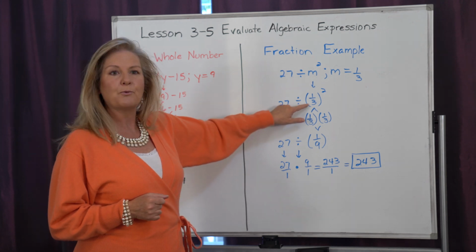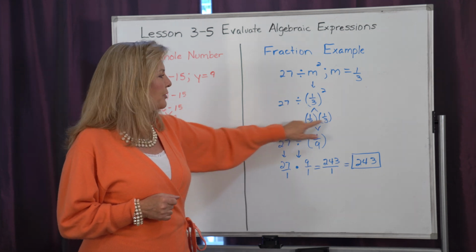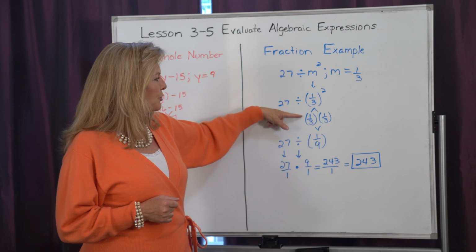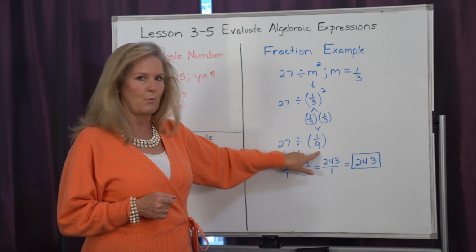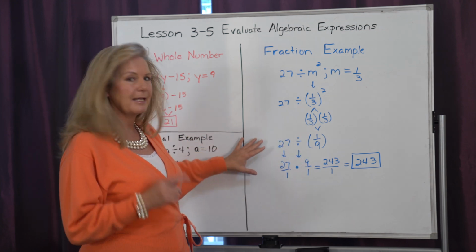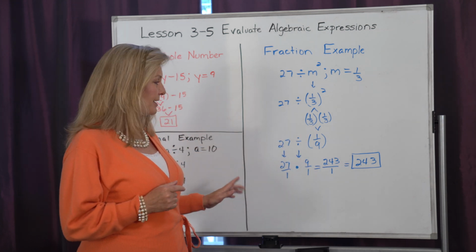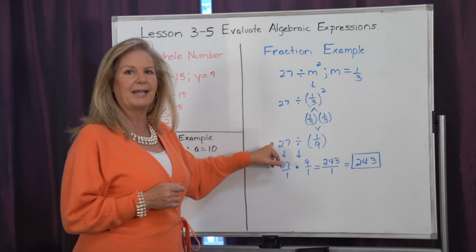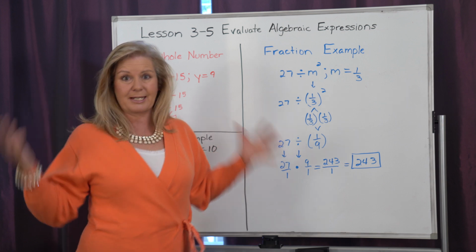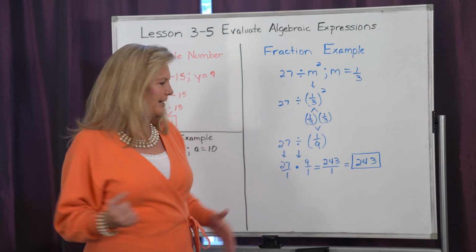So first I'm going to do 1/3 squared, which means it's 1/3 times 1/3. Remember, it's numerator times numerator, denominator times denominator. I get 1/9. Then step 2 is I can do my division. And remember, it's saying how many 1/9 actually fit into 27. Well, there's going to be a lot of 1/9 that fit in there.